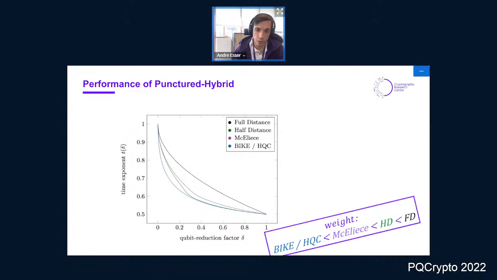We can also check that for a qubit reduction factor of 1, all of them interpolate to the quantum version with a time exponent of 0.5. And for a qubit reduction factor of 0, we all end up with a classical running time of T to the 1. And the smaller the error weight, the better the trade-off. This has something to do with the ability to puncture the code in many coordinates without introducing multiple solutions.